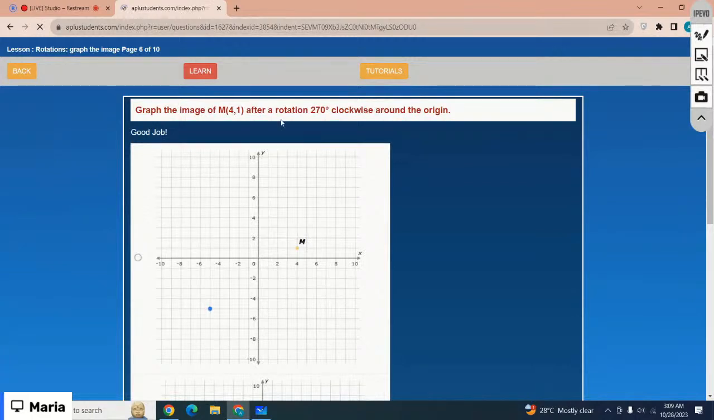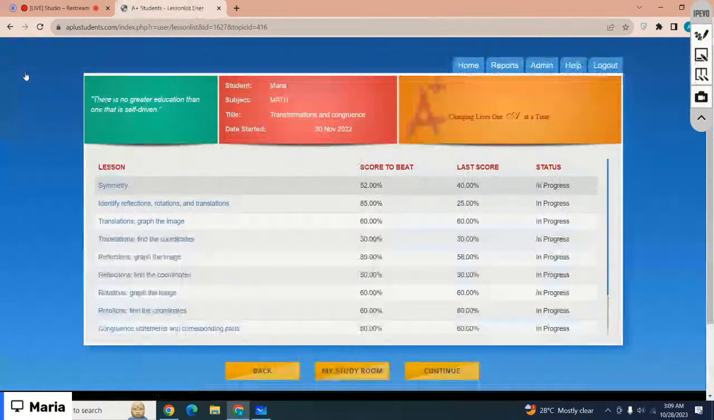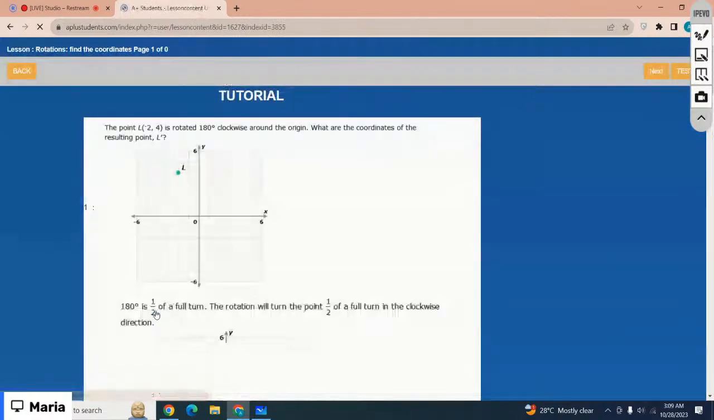You can complete the lesson by yourself later today. Let's move on to the next lesson. The next lesson is rotations, find the coordinates. We already know how to rotate, right? Now we just have to evaluate the coordinates after rotation, right? So let's start with the test questions.